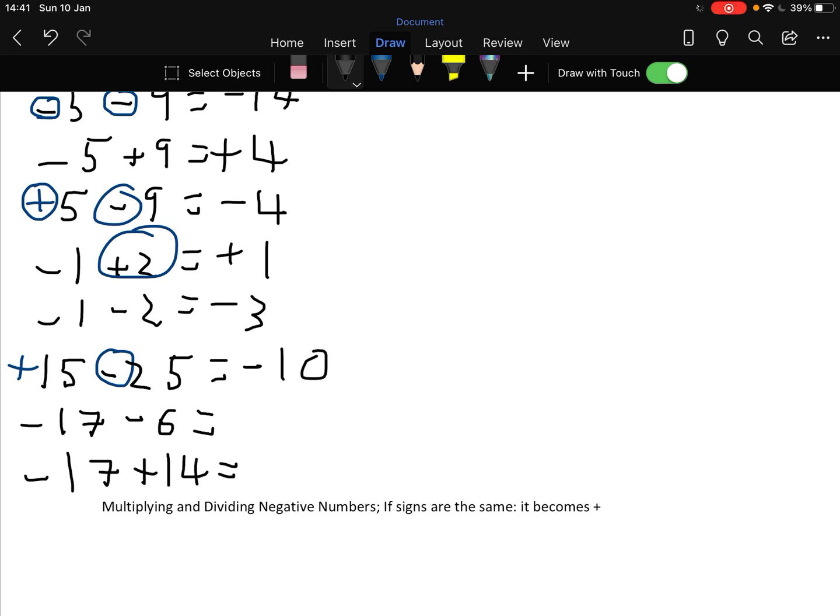Are they the same sign? They are. Okay, so we add them. So 17 plus 6 will give you 23. And we keep the common sign, which is negative. And then the last one, are they the same? They're not. One is negative, one is plus. So we subtract. Okay, so 17 minus 14 gives you 3. And we keep the sign of the larger number. So which number is larger, 17 or 14? 17. So minus 3.